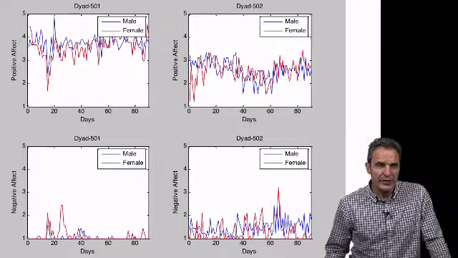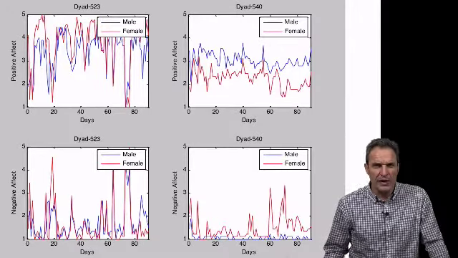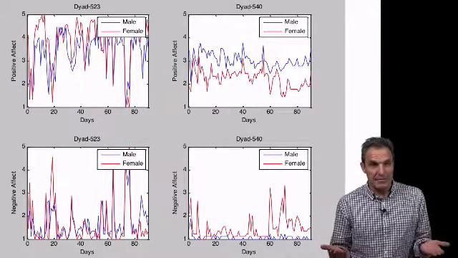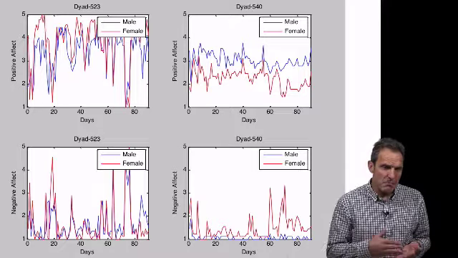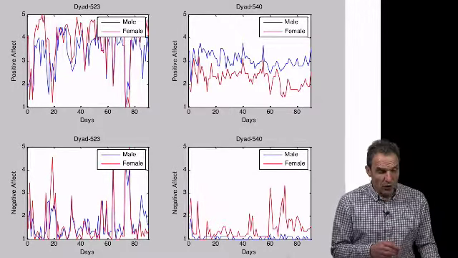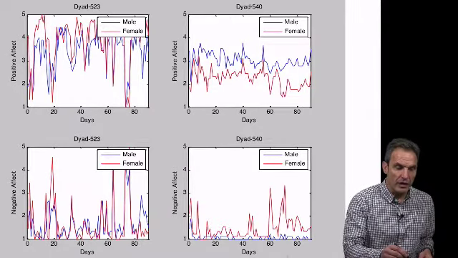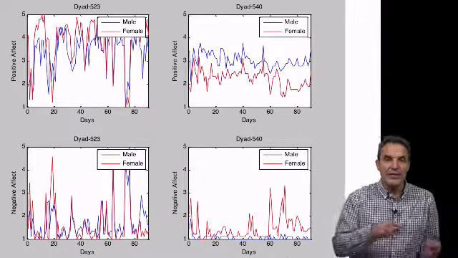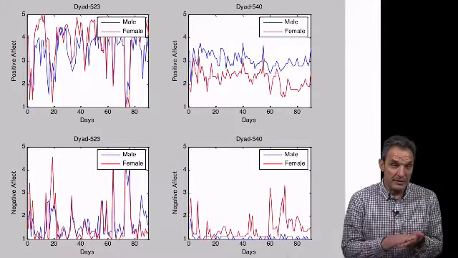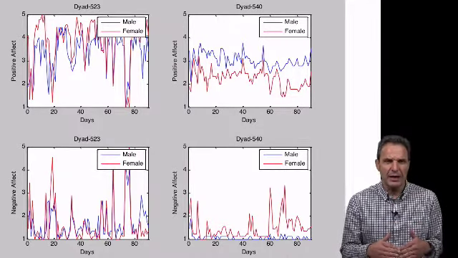Here we have data for two other couples that we're going to call 523 and 540. The graphs are still in the same metric, but now we can see a much larger degree in the fluctuations. But also we can see that there's a very high degree of synchronicity in those ups and downs, perhaps more for positive affect at the top than for negative affect at the bottom.